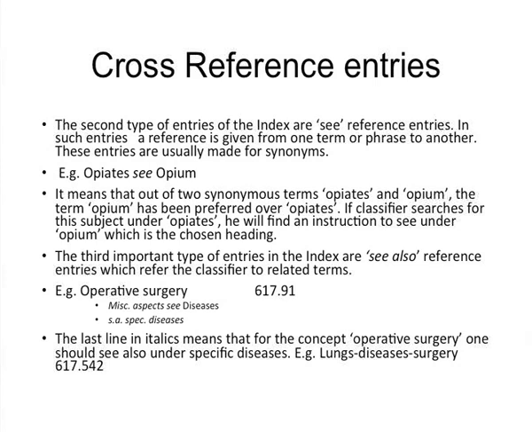For example, lungs diseases surgery, there is a heading like that. Similarly, we can find many more, heart diseases surgery and brain diseases surgery. So, a specific disease and its surgery is given at separate places, separate places for different diseases. So, this common concept is bifurcated or scattered in the schedule at various places with different diseases.